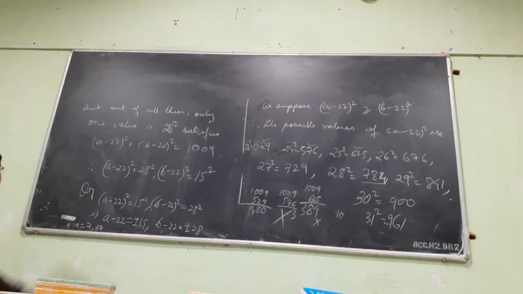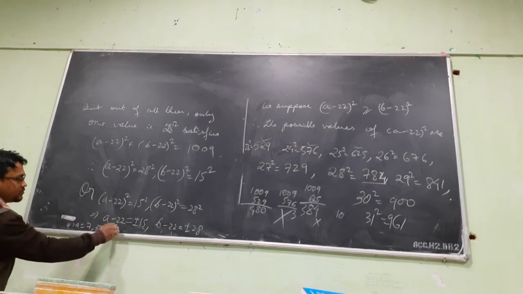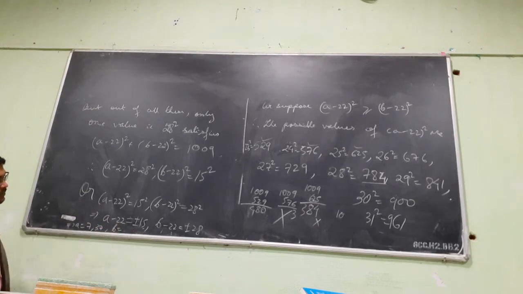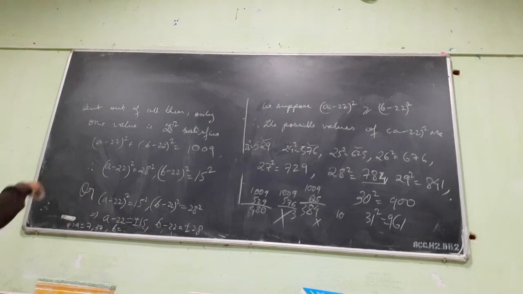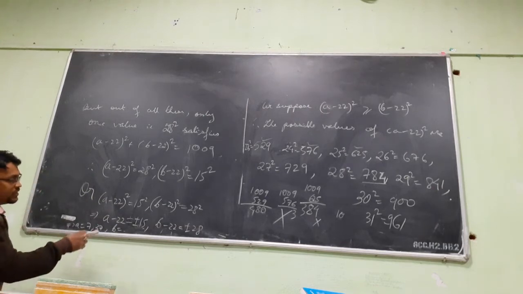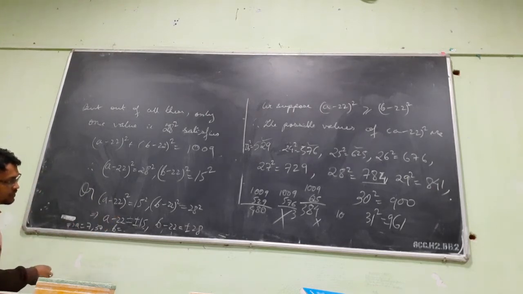We consider both possibilities. And b is equal to 22 minus 28, which is minus 6, or 22 plus 28, which is 50. So b equal to minus 6 is not possible, because b was given to be a positive integer. So for b only one value is there, which is 50.